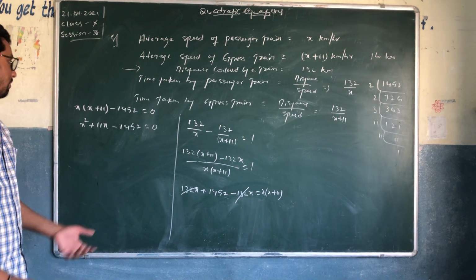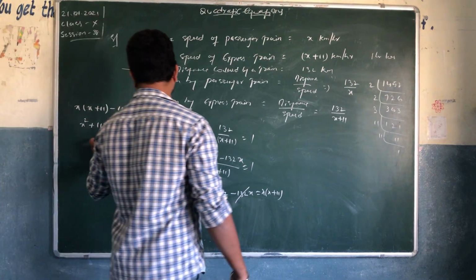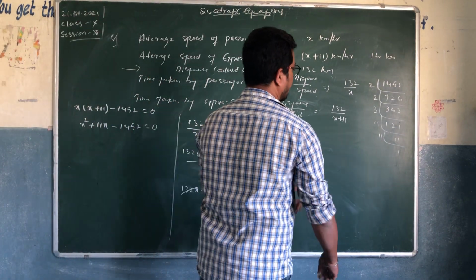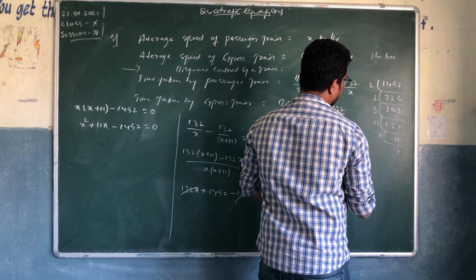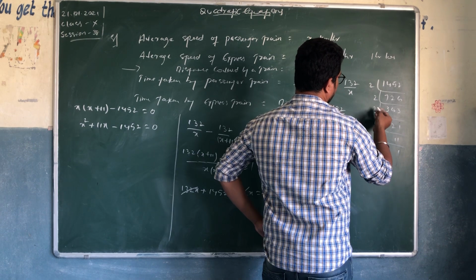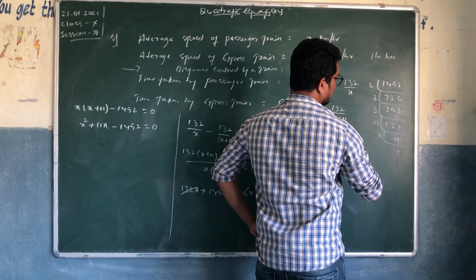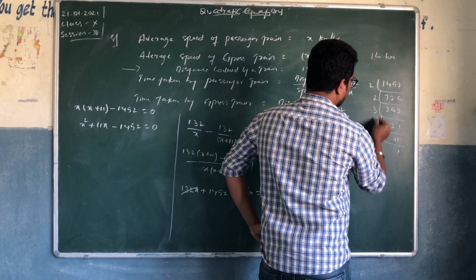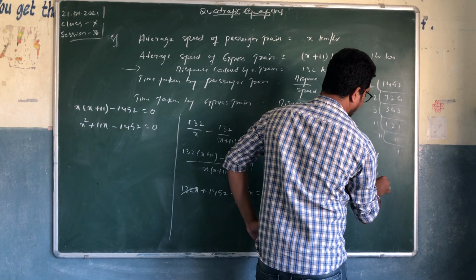If you add or subtract, you need to get 11x. If you multiply, you need to get minus 1452. So let's see how we can find out 11x from here. 2 2s 4, right? What else we have? 3, 11 and 11.